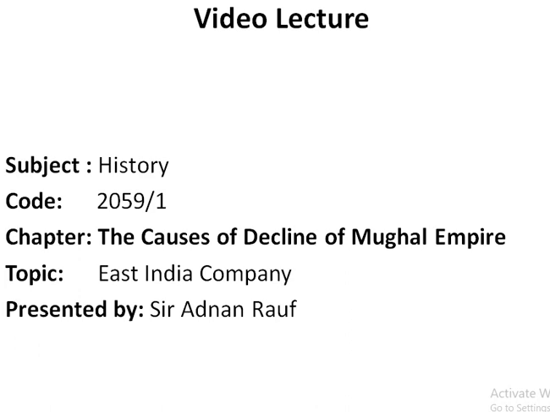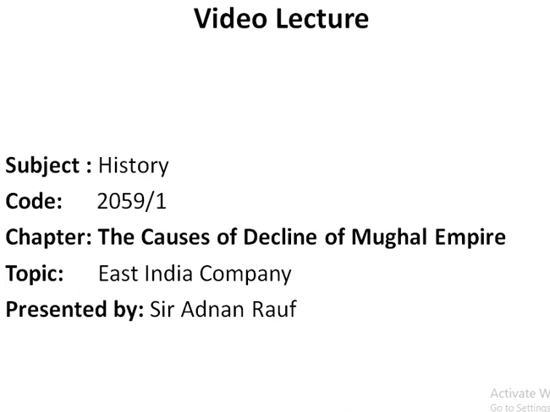This is history. The chapter is the causes of the decline of Mughal Empire, and the topic we are going to learn today is the East India Company. As we have discussed the causes of decline of Mughal Empire, one of the reasons for the decline of Mughal Empire, in this chapter, was the entry of the British. The entry of the British was a very important reason why the Mughal Empire declined.